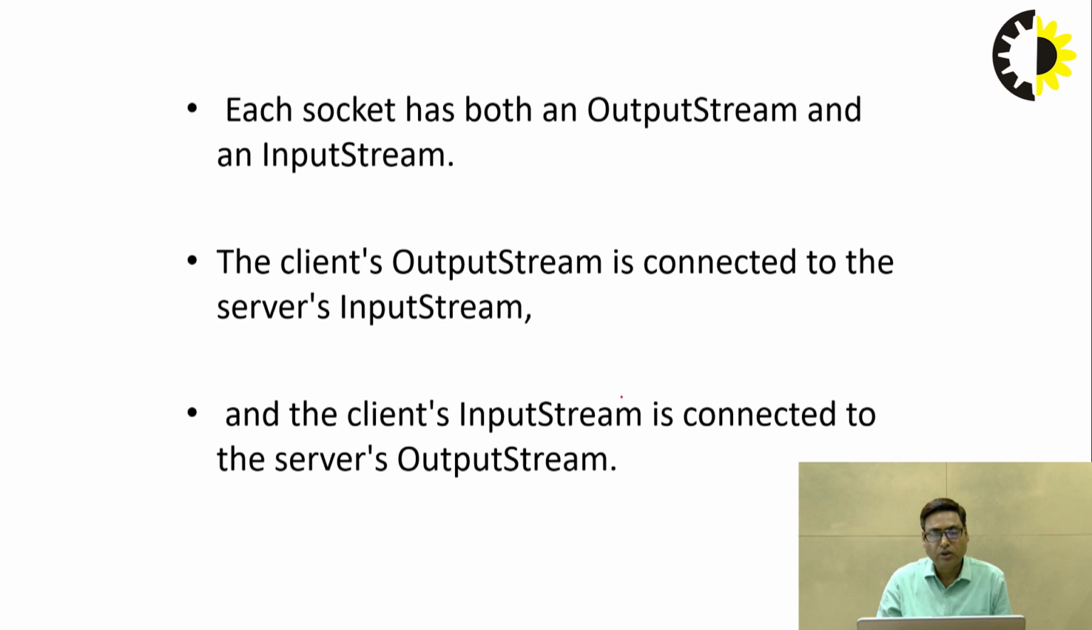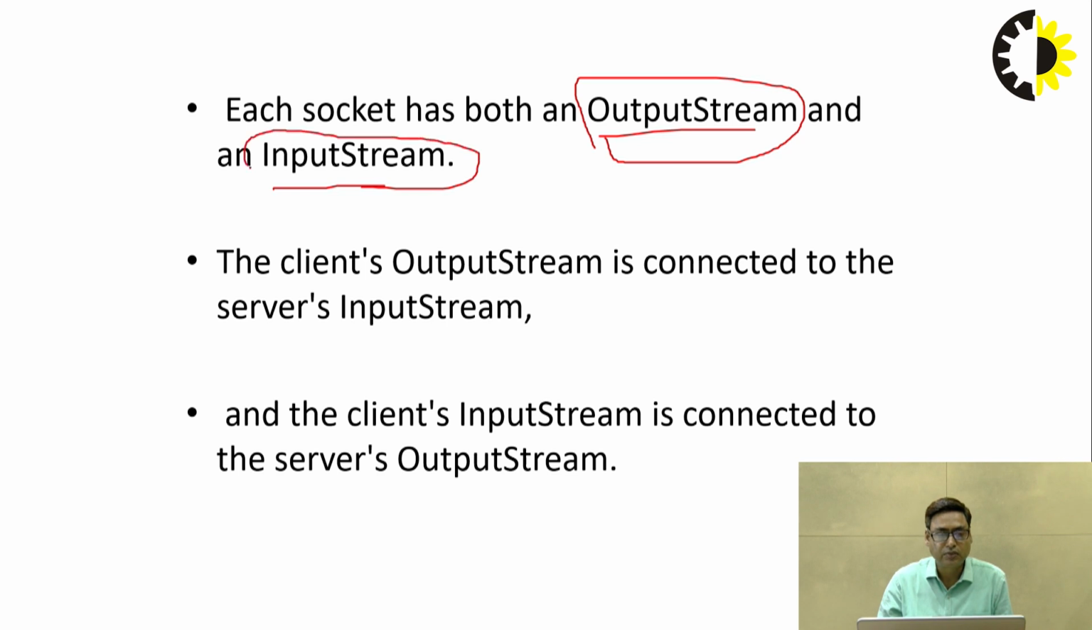Now, the socket has two streams. One is the output stream and the second is the input stream. The output stream is used to write a message to the stream, and the input stream is used to read the message from the stream. We will discuss in detail with the help of programming what the use of output and input streams is. Basically, the client output stream is connected to the input stream of the server, meaning the client will write the data in the output stream, and the server will read the data from it.